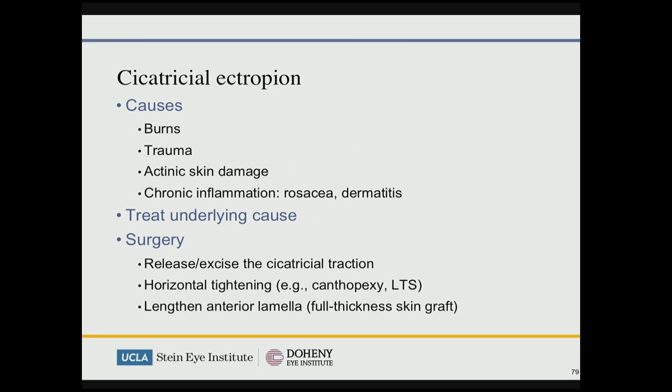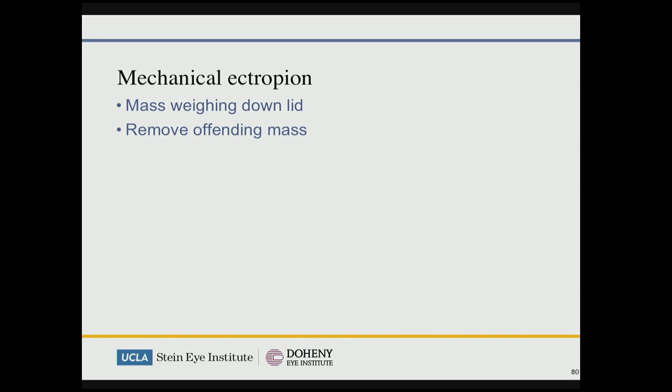A cicatricial ectropion can be caused by burns, trauma, or even actinic skin damage or chronic inflammation, such as rosacea or dermatitis. If it's possible to treat the underlying cause, sometimes that in and of itself may treat the ectropion. But if surgery is indicated, then you need to release or excise that scar tissue that's causing the traction, and then do some horizontal tightening either with a canthopexy or a tarsal strip, and finally lengthen the anterior lamella, usually with a full thickness skin graft.